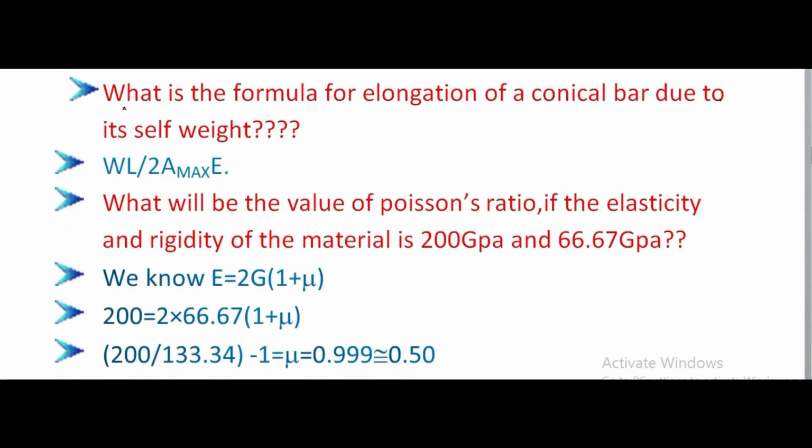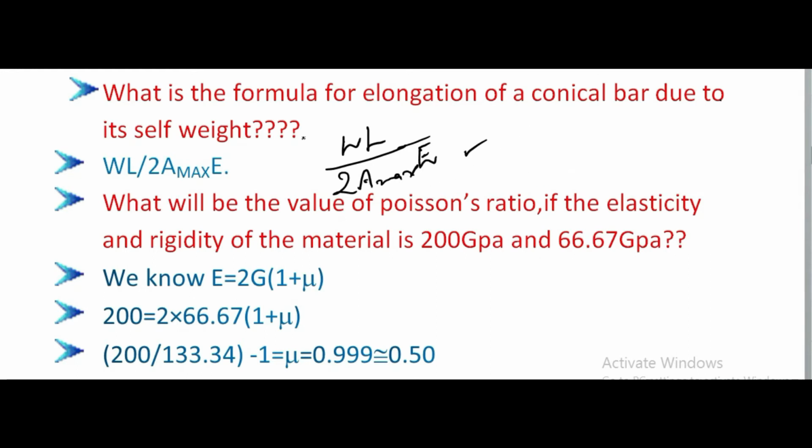So friends, next question is, what is the formula for elongation of a conical bar due to its self weight? That is WL by 2 into area max into E.